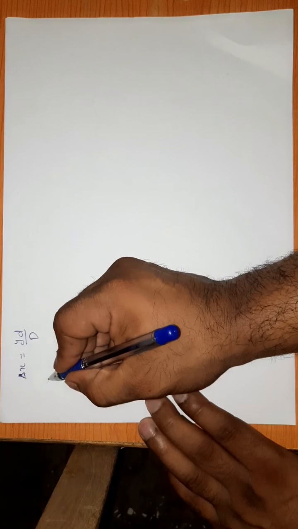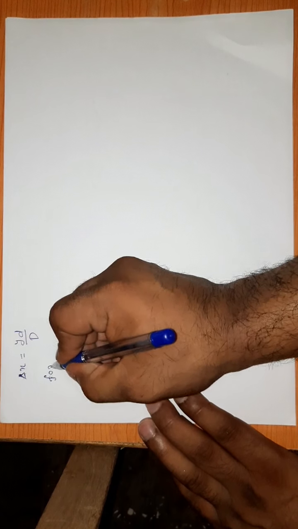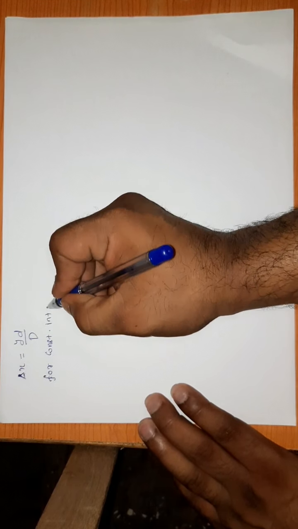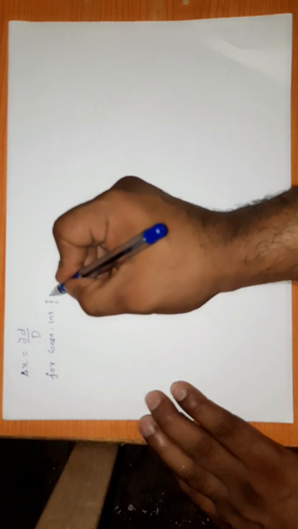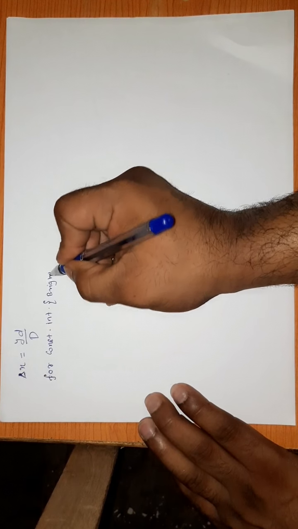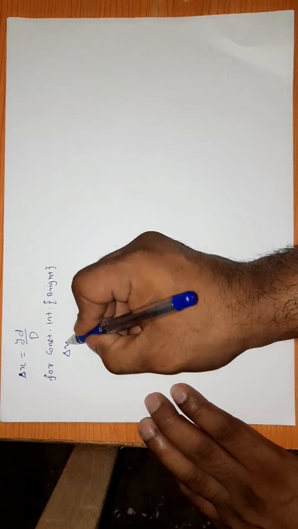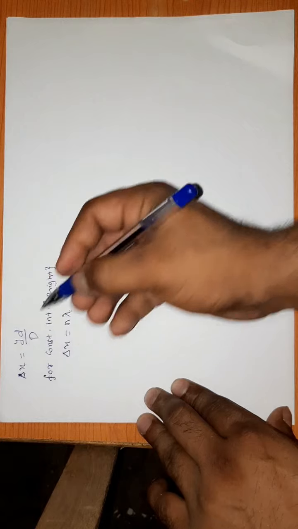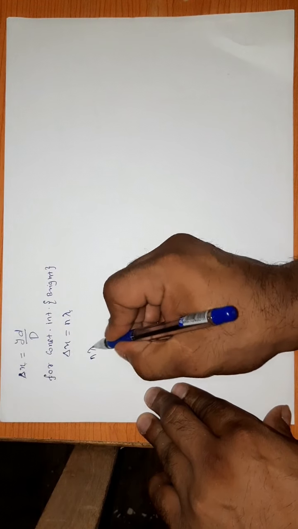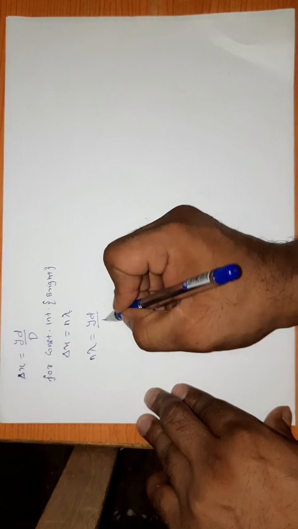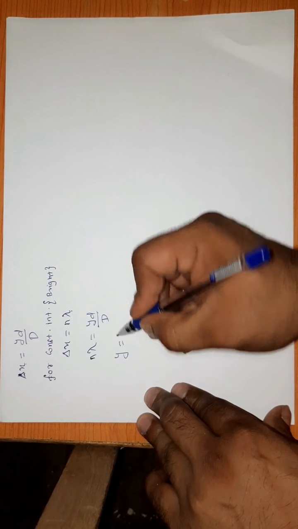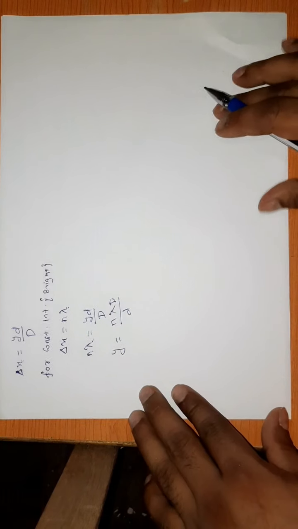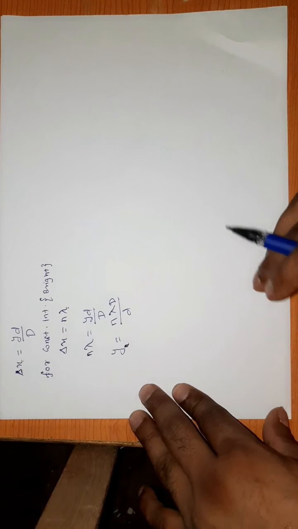Now at point P, for constructive interference, that is bright, what we studied yesterday, delta x is equal to n lambda. We are substituting this here. So n lambda is equal to yd upon D. We can find out the value of y, it will come n lambda capital D upon small d. This is the nth fringe.